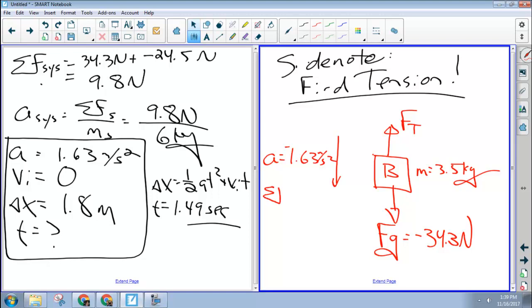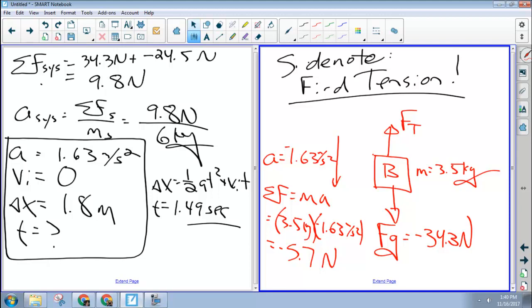Now we can find our net force by doing mass times acceleration. So 3.5 kilograms times 1.63 meters a second squared gives you a number that I've not yet calculated. Anybody got it? All right, let's see what we get. 1.63 times 3.5, you get negative 5.7-ish newtons. Good? So now what?